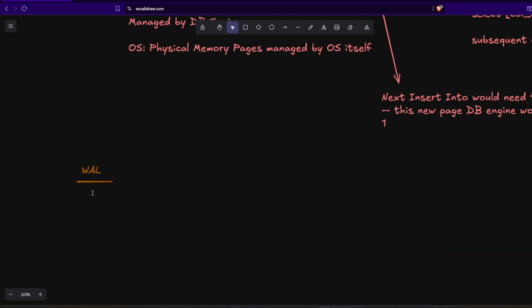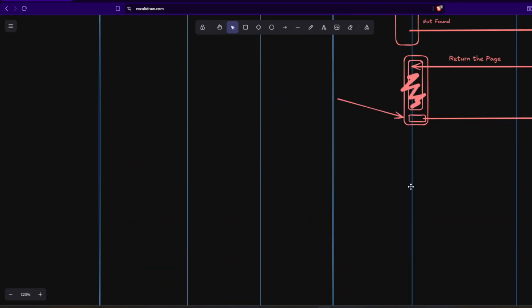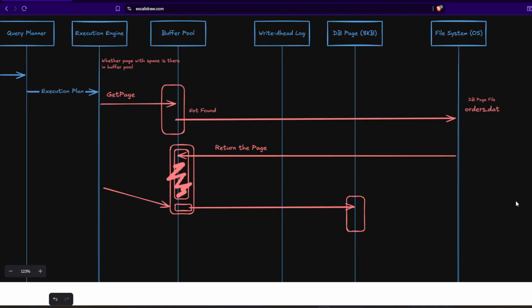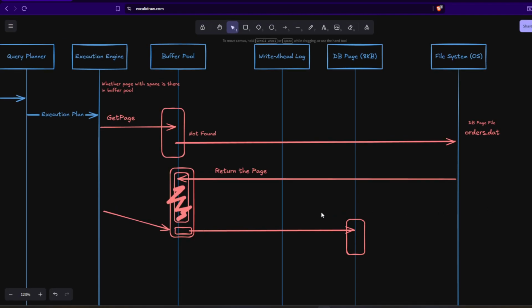WAL is a critical durability mechanism for the database. Suppose that after putting the data, in some way or other our database engine has completely crashed. Write ahead logs give us some kind of a fallback in that case. How? Let's see.